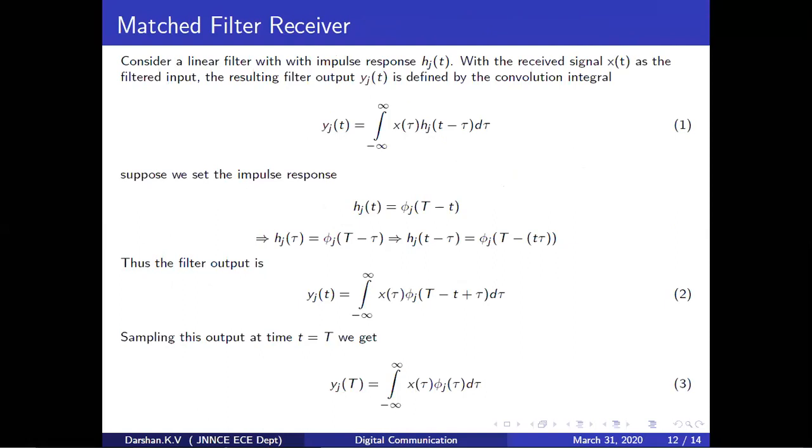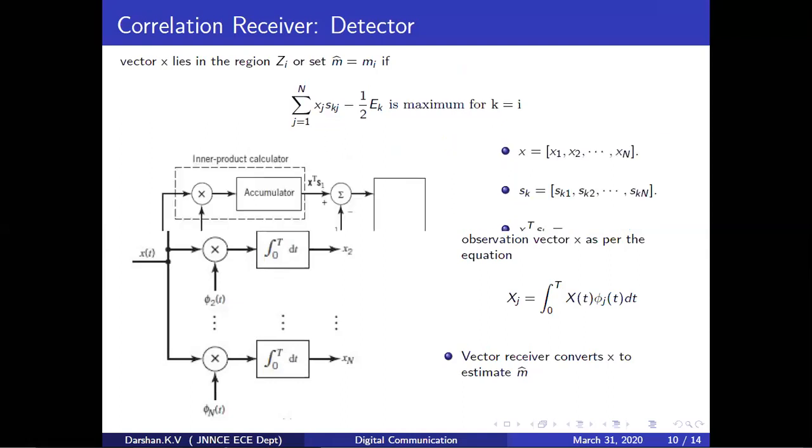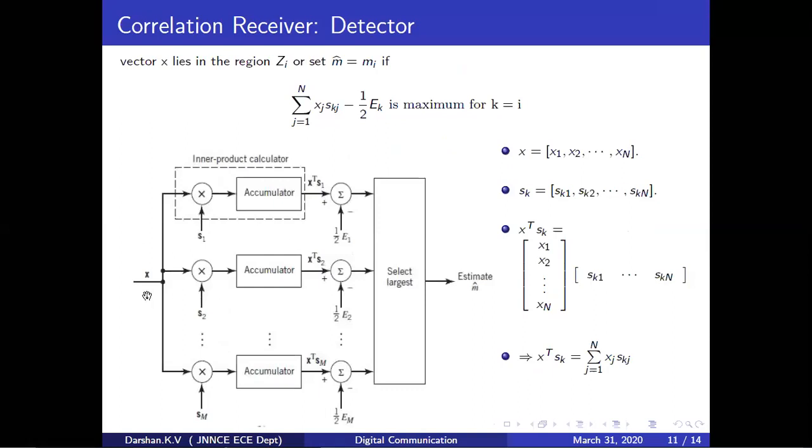Now, the receiver you saw above, the correlation receiver, contains two block diagrams. What was the first block diagram in the correlation receiver? X of t would be converted into the vectors. That is the first block diagram, and the second block diagram is, from the vector x, performing the metric computation and selecting the maximum. So these two are the functional blocks.